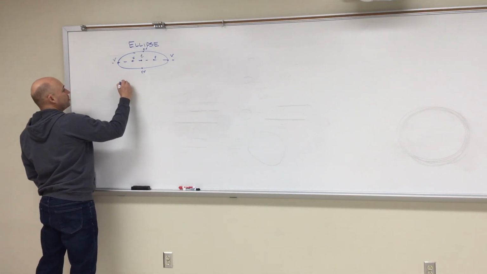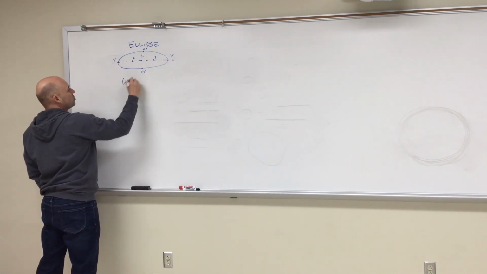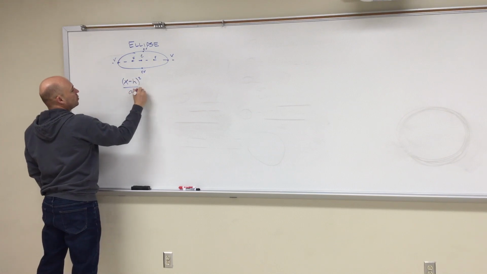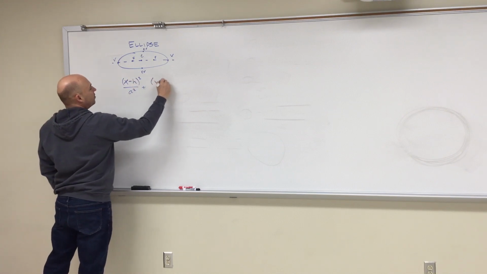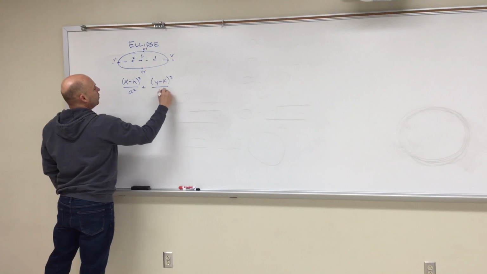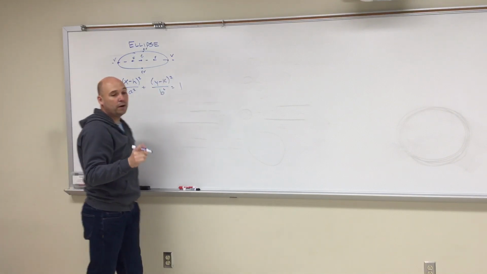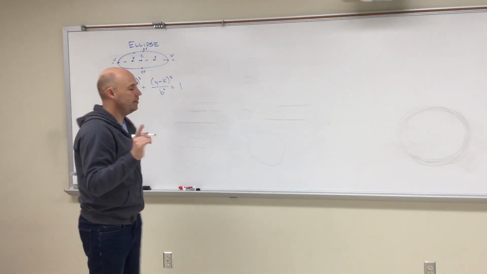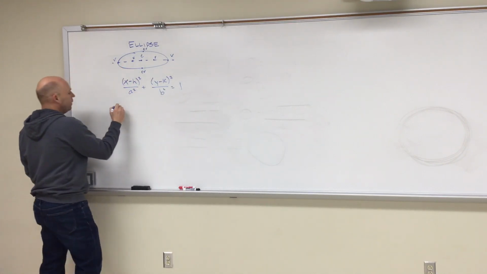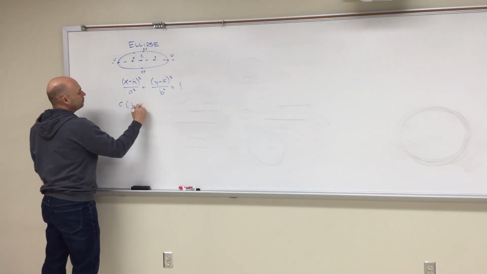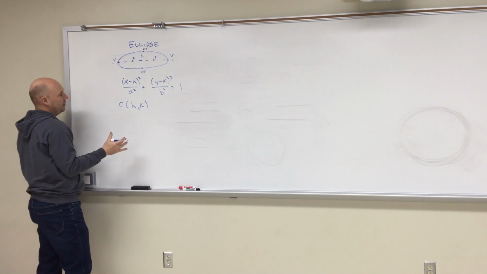So your equation for this one would be x minus h squared over a squared plus y minus k squared over b squared is equal to 1. It's important that's equal to 1. That's the key to this stuff, so make sure you keep track of that. Your center is still your h and k, just like it is basically everything else.